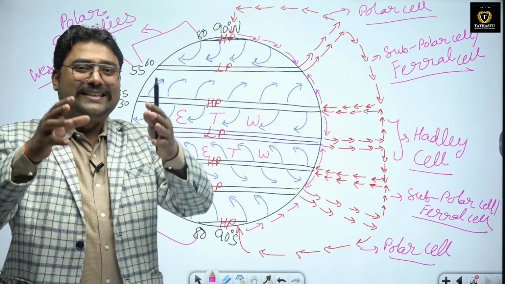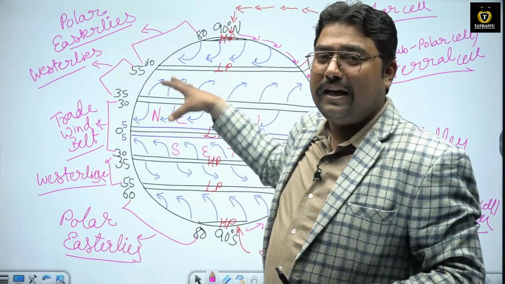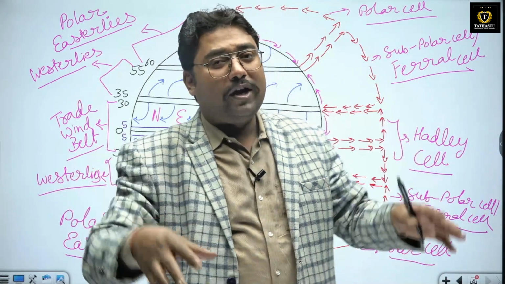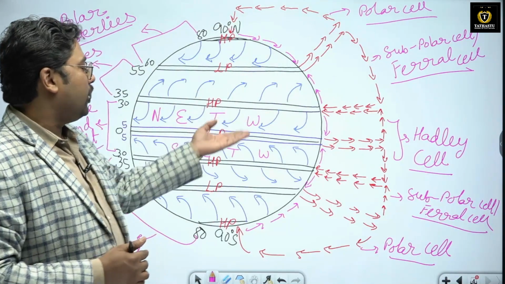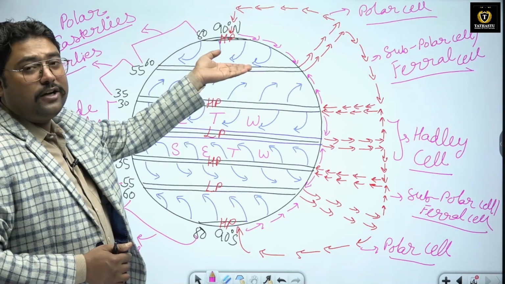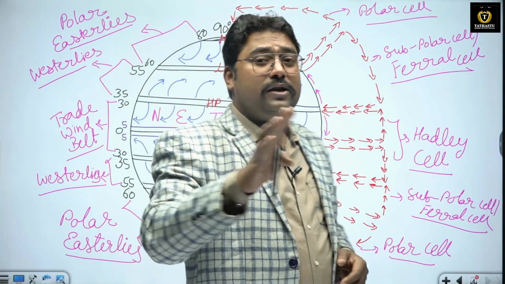So basically these are the terminologies and the names of the westerlies, trade winds, polar easterlies, Hadley cell, all these, equatorial low pressure, subtropical high, polar low and polar high. So this is general circulation.